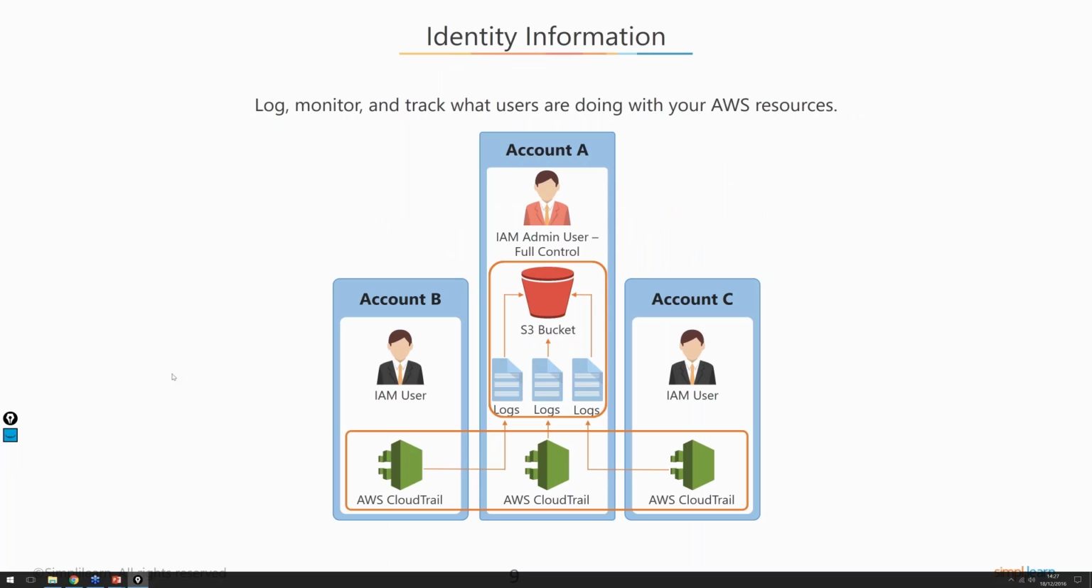So next one, identity information. Here you can log, monitor, and track what users are doing with your resources. Remember when we mentioned this before, when you enable CloudTrail, which we discussed probably in lesson number 2, you'll be able to log every single activity from every single user that interacts with the whole account. And that's a big benefit for you. It means you will have a full audit and history of everything that is happening. And how it works is AWS CloudTrail creates log files for every single account and uploads them to a specified S3 bucket.